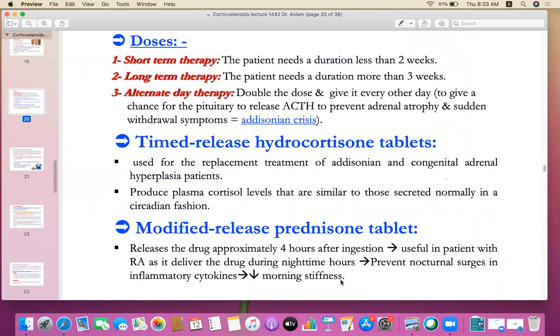This modified release prednisone tablet should be taken in the evening, and it will release the drug after 4 hours, meaning night. So what is the advantage? It prevents the nocturnal surge of inflammatory mediators, meaning it will not cause pain and inflammation at nighttime, and in the morning it will reduce the morning stiffness, and the patient is able to work. The quality of life of the patient will be improved. So this is the therapy for rheumatoid arthritis, important from your therapeutics point of view.